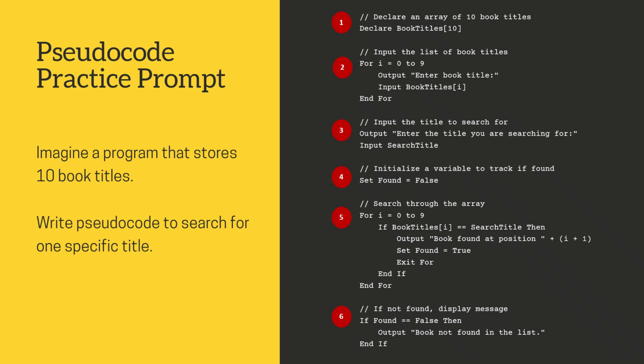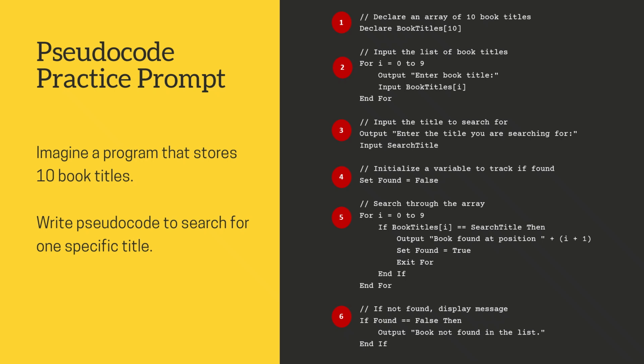And then finally, after the loop ends, the program is going to check the value of found. If found is equal to true, then it already displayed the success message. But if found is equal to false, then it means that the title wasn't found, so it's going to print book not found in the list. Now, why does this work?